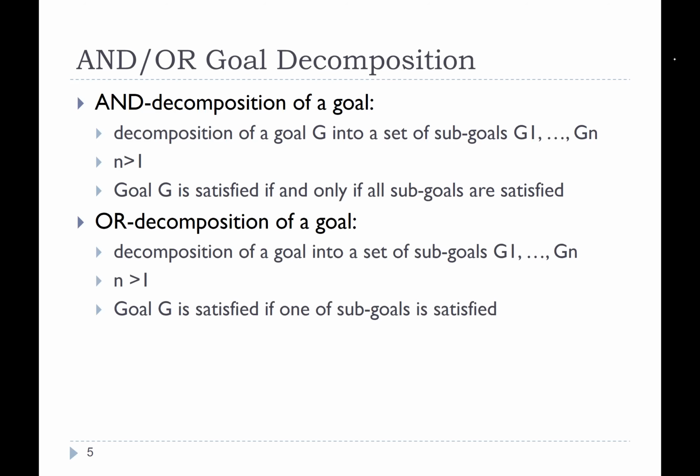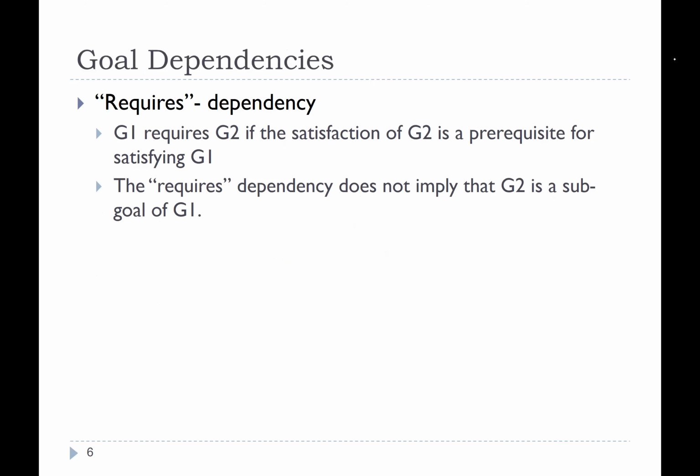And as long as I've done one of those, then I would have satisfied my parent goal. All right. Some dependencies can exist between those goals. The most obvious one is the required. And the required is actually kind of like the include. So I say G1 requires G2 means that there's no way I can satisfy G1 without satisfying G2. So it's a hard dependency.